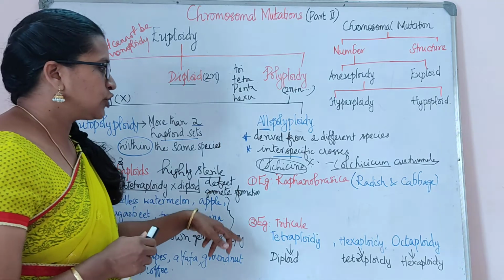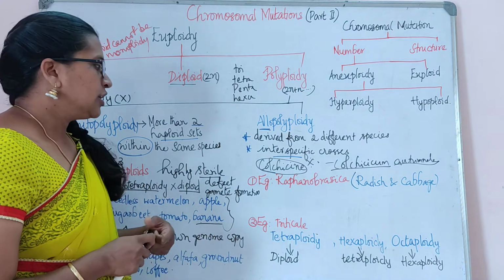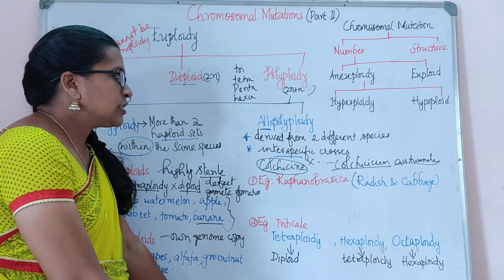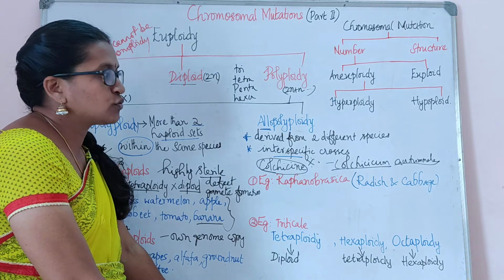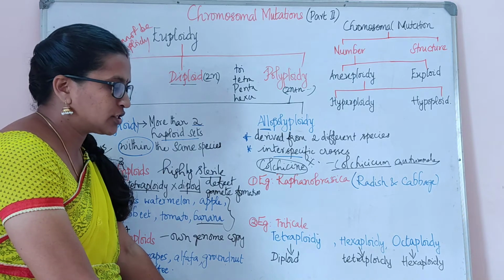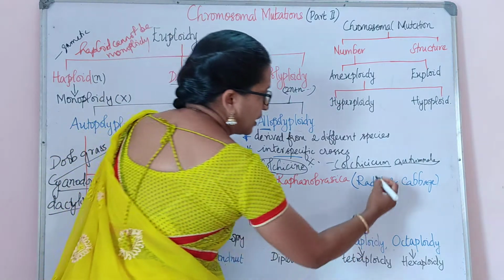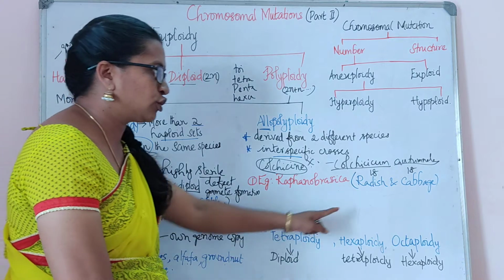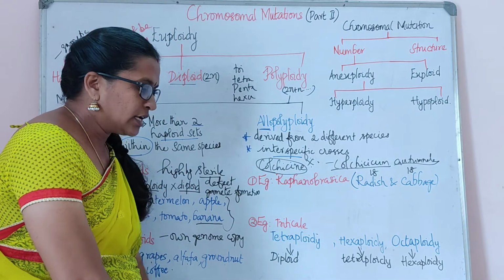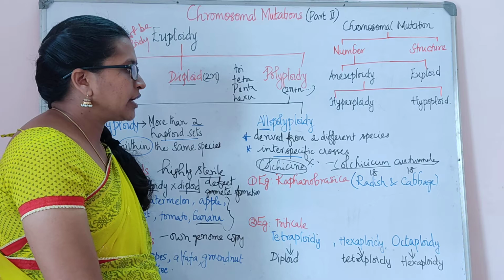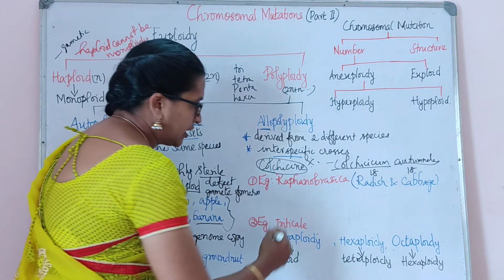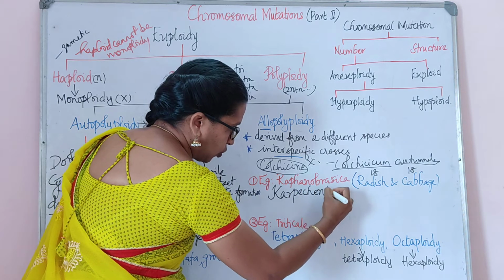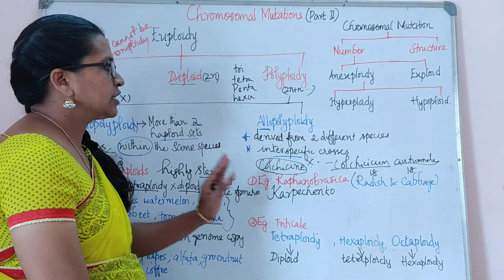Here they are giving 2 examples for your reference. The first example is Raphanobrassica. This Raphanobrassica is the cross between radish and cabbage. Their chromosome number is 18. In the 2n condition, both of them have 18. This experiment was done by a Russian scientist, and his name is Karpechenko. He is the scientist who did this experiment.